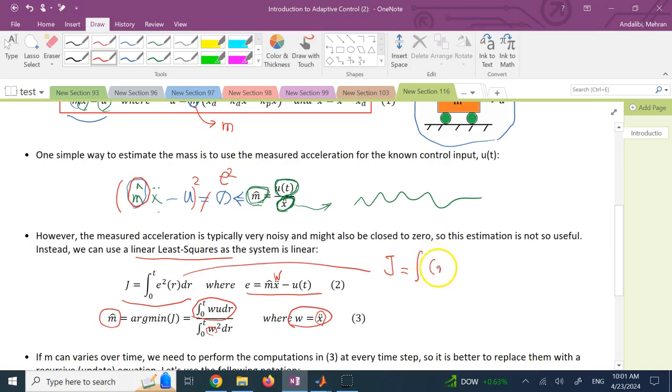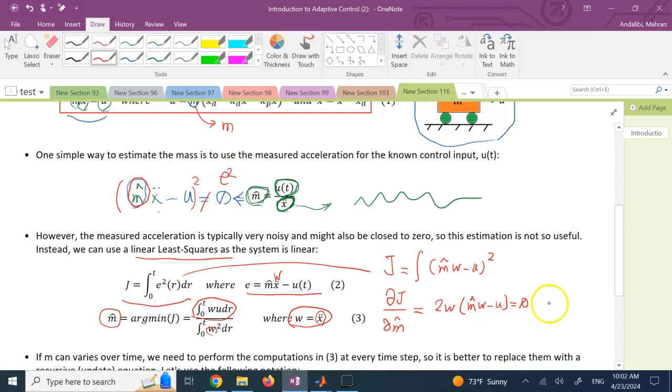And it's very easy to show because J, as I said, is going to be the integral of m hat w minus u squared, right? And we try to minimize J with respect to m hat, so partial of J with respect to m hat should be equal to 0. Clearly, you can see that this is going to be 2w times m hat w minus u equals 0.